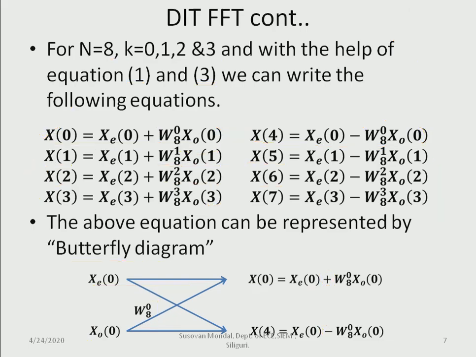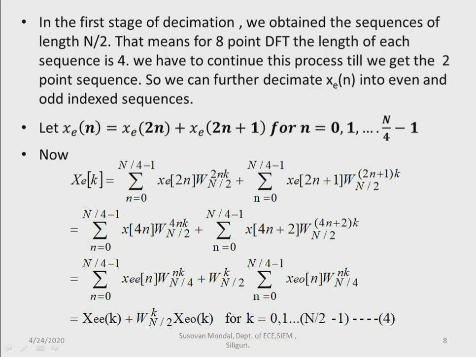Now we move on. This is the formation of the basic butterfly DIT FFT. In the first stage of decimation we obtain sequences of length n by 2. That means for an 8-point DFT the length of each sequence is 4. We have to continue this process till we get the 2-point sequence. So we can further decimate x even of n.